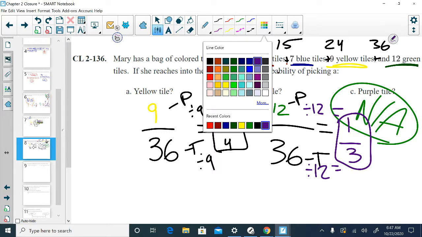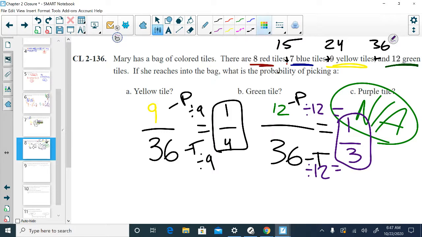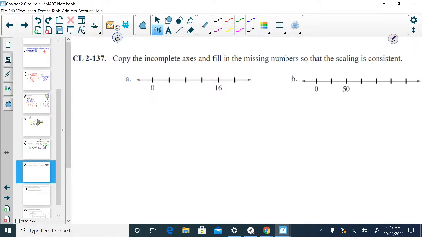So instead of someone saying, hey, when I reach into this bag, what are the odds that I get a red? Instead of saying, oh, you would get like 8 out of 36 red, you could say, oh, you'd actually get 2 out of 9 red. Or you could say 1/4 yellow or 1/3 green, right? So it's an easier way to say it than those large probabilities. That's why we simplify.